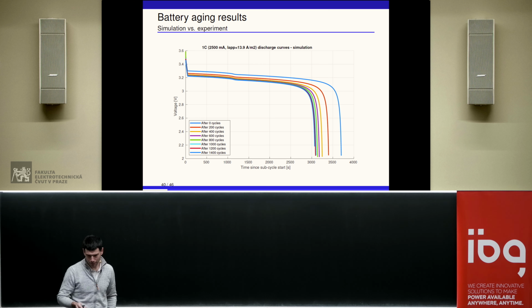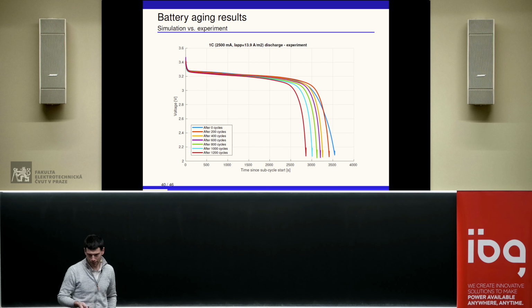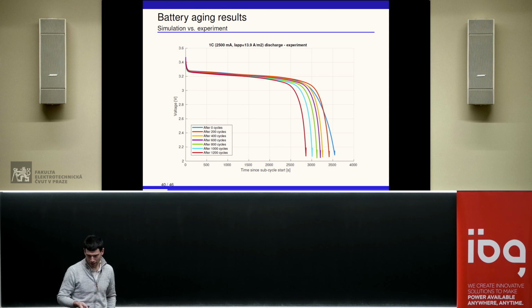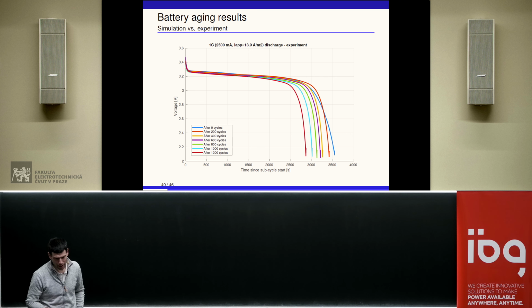Here we got, during different cycles, how the evolution of voltage looks when the battery is new and when the battery is already degraded to some extent. The first one was simulation. The other one is experiment. Again, the very last one is a little bit different than in the simulations, but otherwise we're getting quite good agreement.